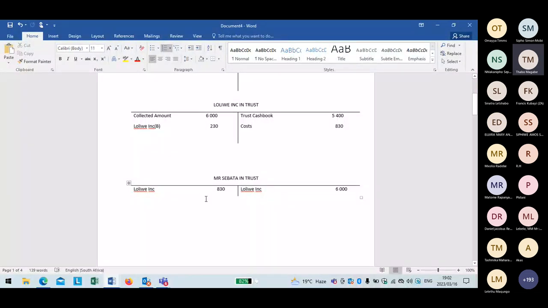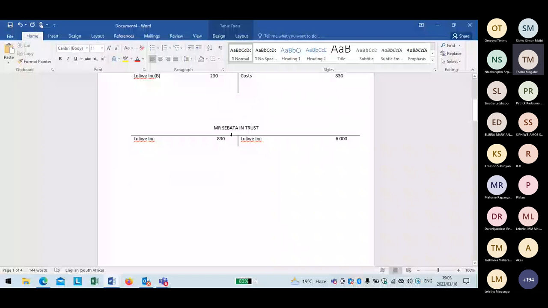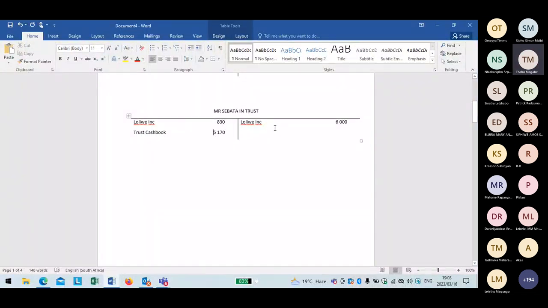Right. Then we pay. How do we pay? We credit the trust cash book with 5170, and then we debit Mr. Sabata in trust. The narration is trust cash book. So this way, we have paid. We are left with nothing. Mr. Sbata has 6,000 on both the debit and the credit side.